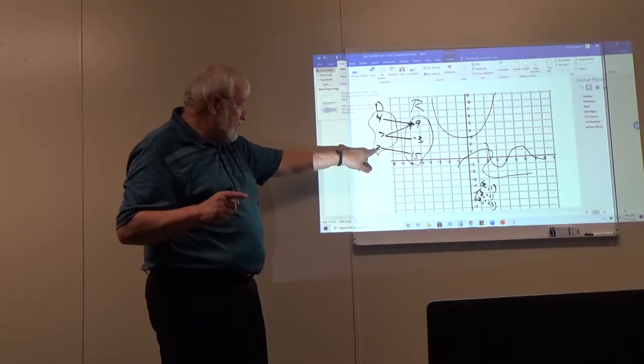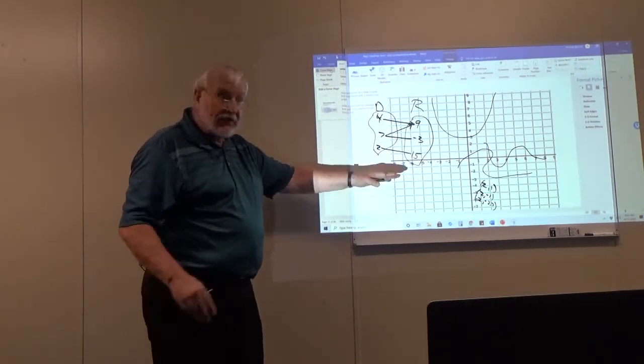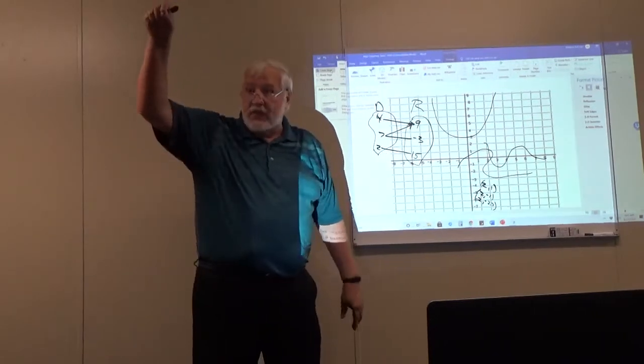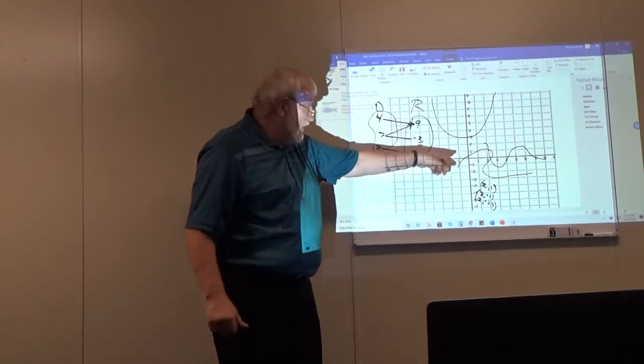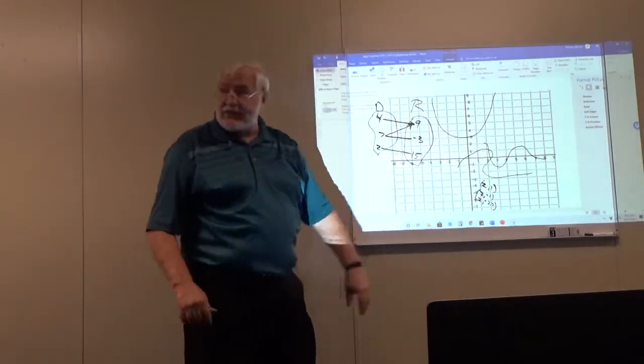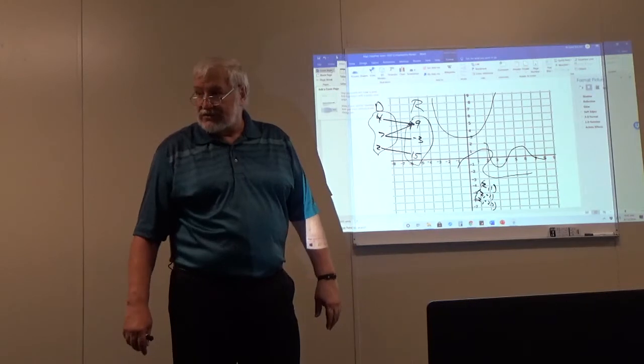A function has to have 1 line leaving it if it's in a map. If it's in a list of points, the domain cannot repeat. And if it's a graph, it has to pass the vertical line test. Those are the 3 ways that you begin to look at functions.